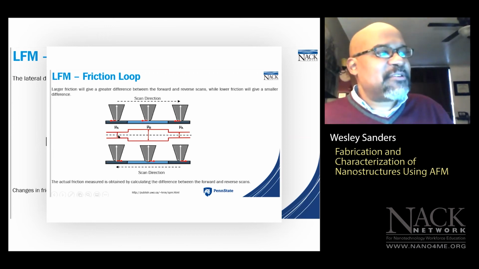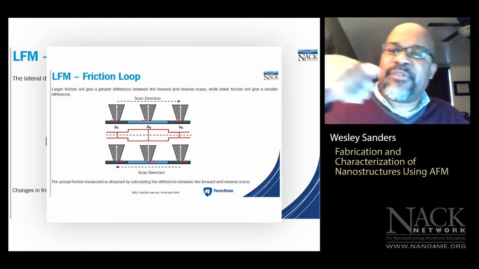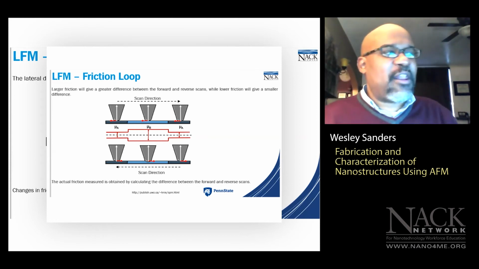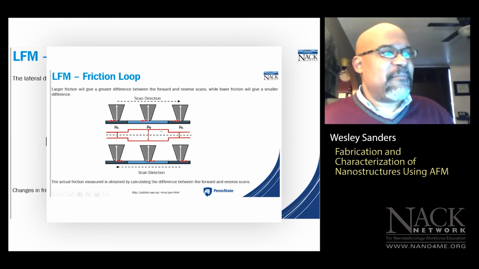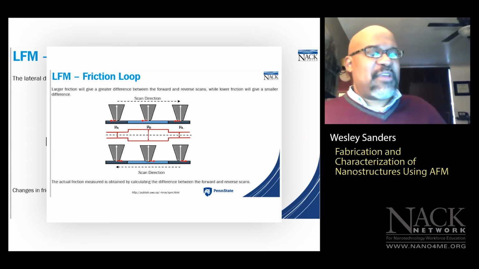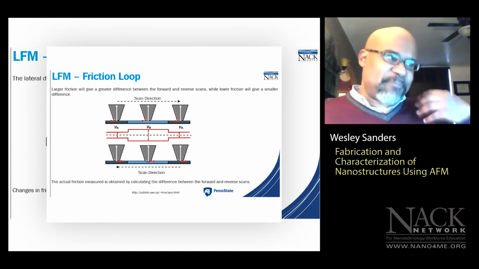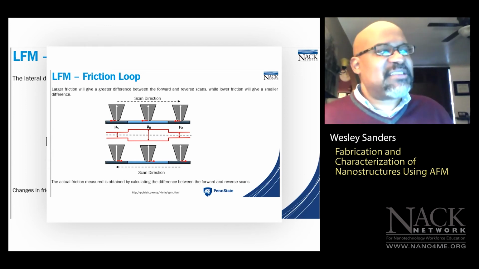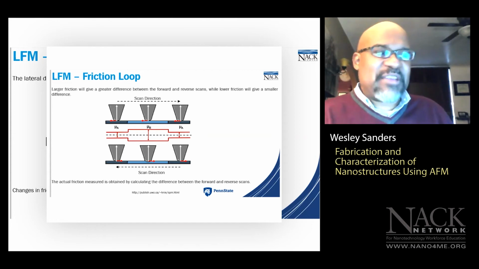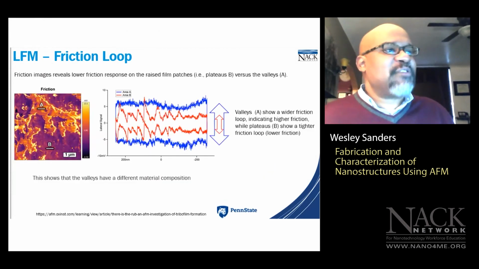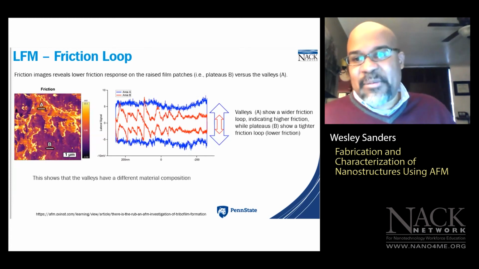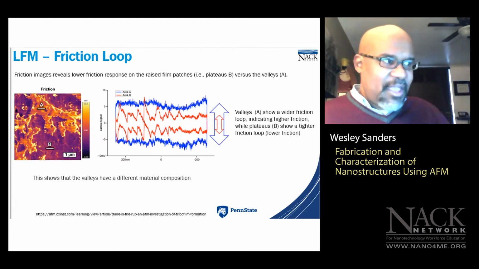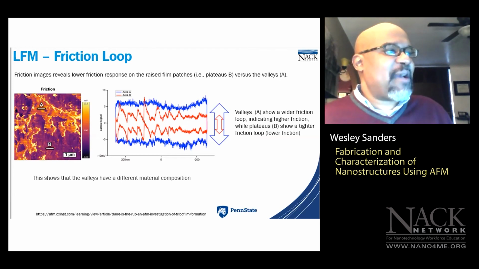Now, if you have a smaller signal difference between your forward and reverse scan, that means you're traveling over a smoother area, right? So you're over a region with a lower coefficient of friction, denoted by the symbol mu, okay? So that's a way you can qualitatively estimate or assess your coefficients of friction in a multi-component sample by using the friction loop. Now, you can also quantitatively determine your coefficient of friction. And really quickly, I'll go through how you obtain that.